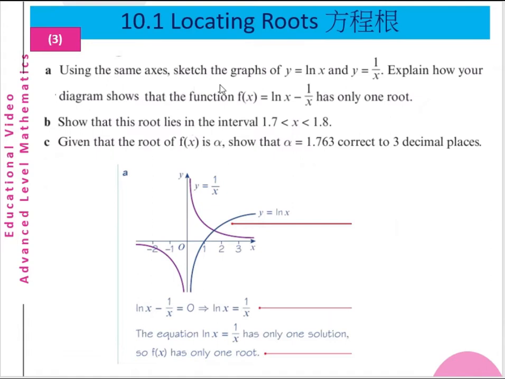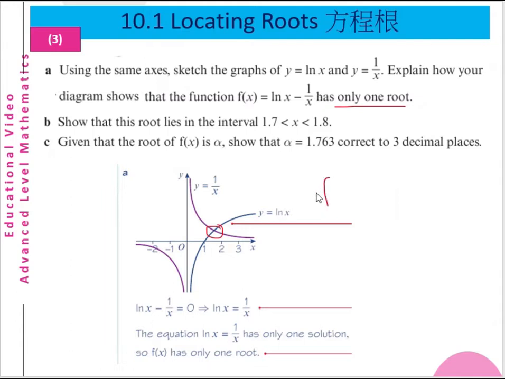Use the same axis to sketch the graphs of y equals log x and y equals 1 over x. Expand half your diagram so that the function f(x) equals log x minus 1 over x has only one root. Because in here you can see y equals 1 over x is this curve here, and y equals log x is this curve here. And these two curves only intersect at one point. So there's only one root of the function f(x) equals log x minus 1 over x.